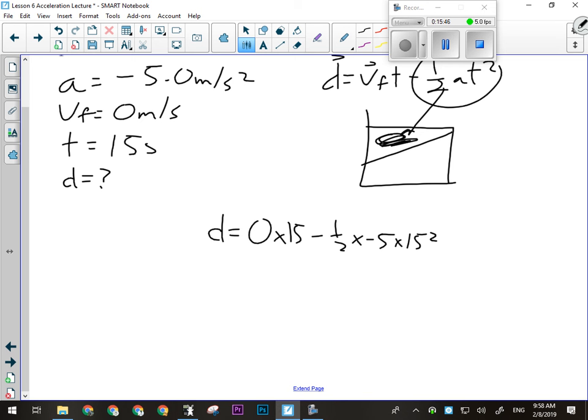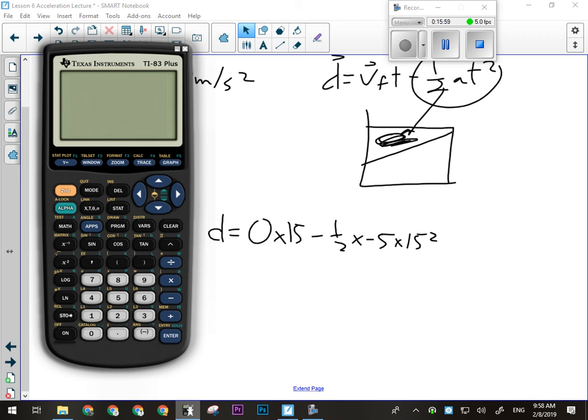negative, right? That's important because I'm moving forwards this whole time. My displacement will be forwards. I'm slowing down, not going backwards. Everyone okay with that? So this makes sure that we get the right signage on our answer. So we will have 0 minus 0.5 times negative 5 times 15 squared.